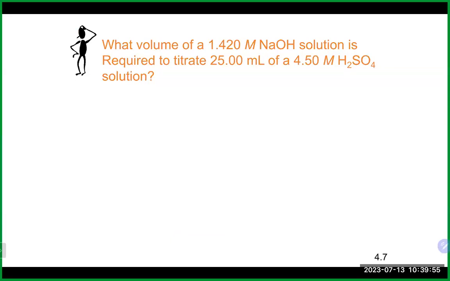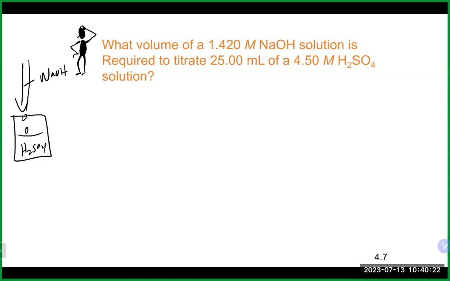So, for example, why don't you give this one a go? What volume of 1.42 molar sodium hydroxide is required to titrate 25 milliliters of 4.5 molar sulfuric acid? So the titration setup here is we have the sodium hydroxide up in the burette, and we have the sulfuric acid down here. We're adding the base to the acid.